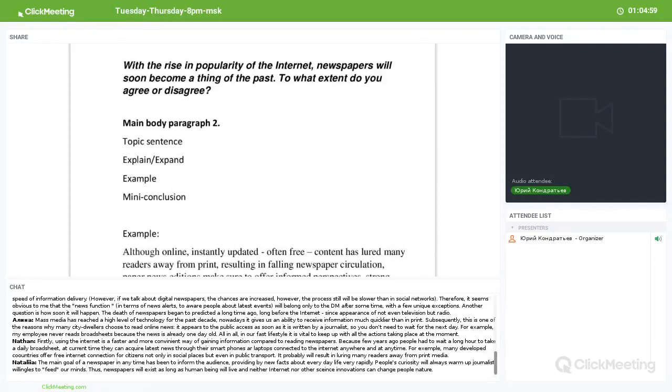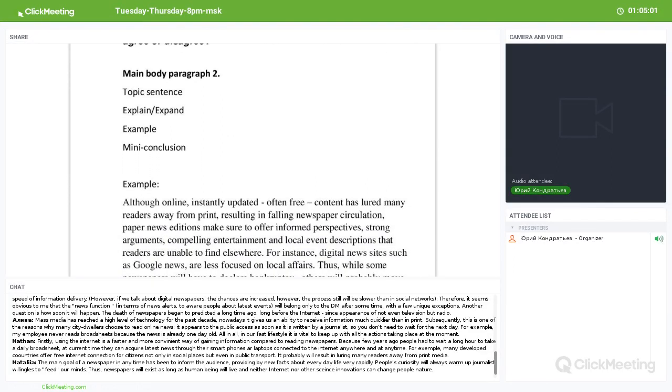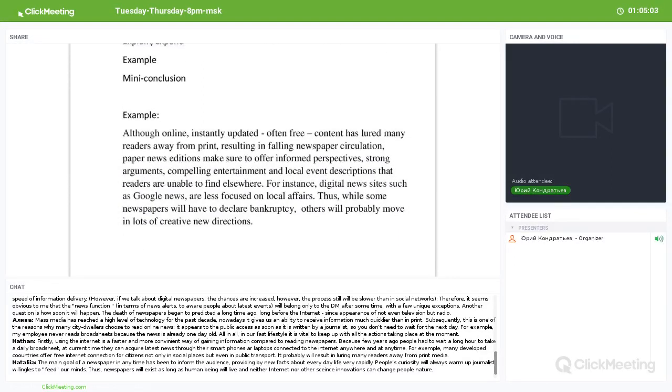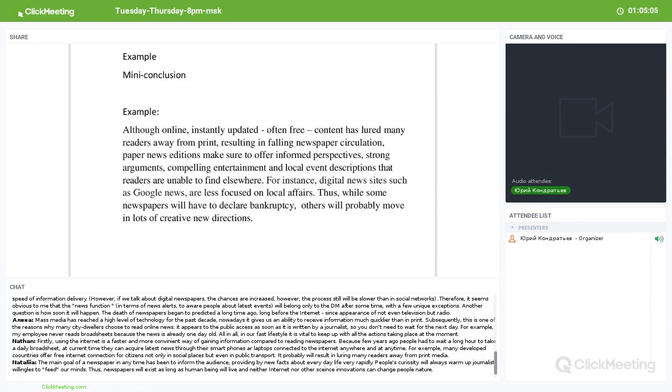Again, there is a topic sentence, explain, expand, give an example, and make a mini conclusion. So here is my example of paragraph 2. So in this paragraph, I will explain that some of the newspapers will actually survive, or maybe they will modify the way they exist. So it sounds like this.